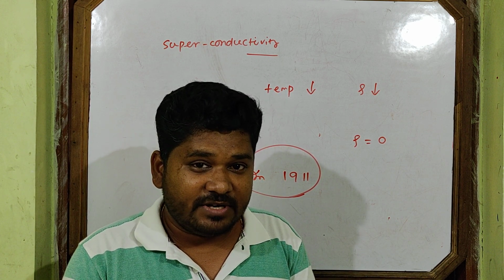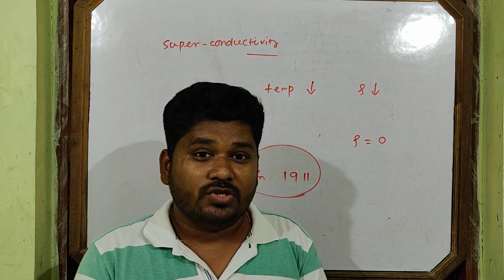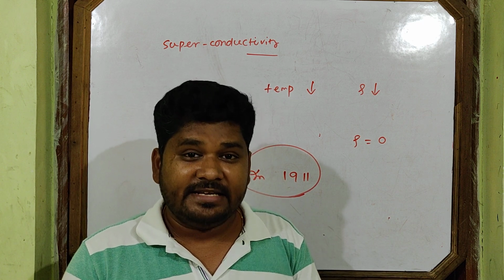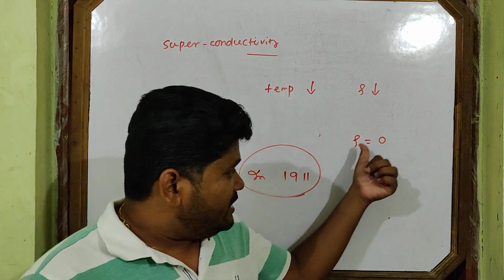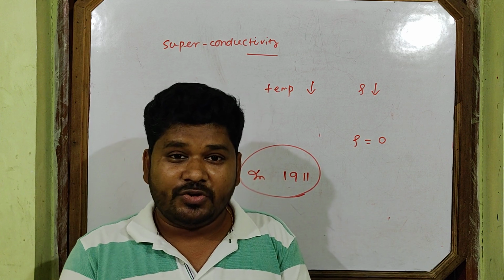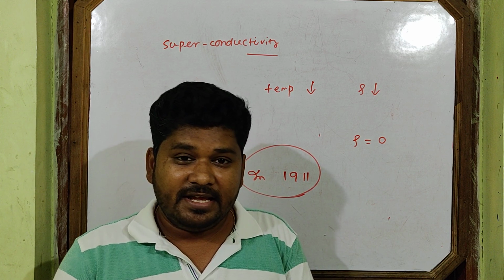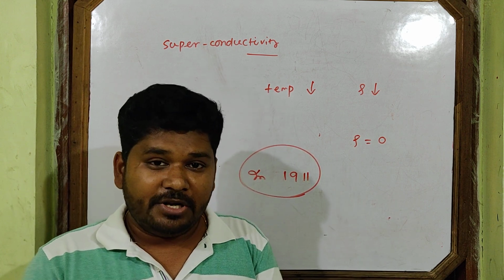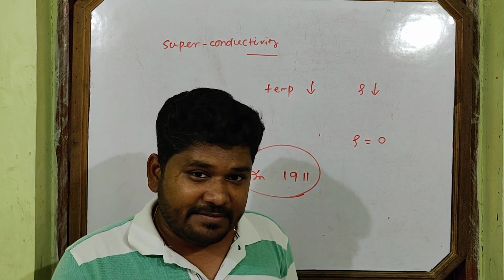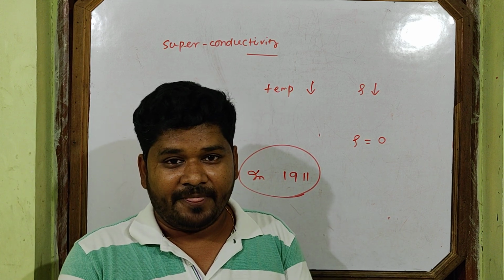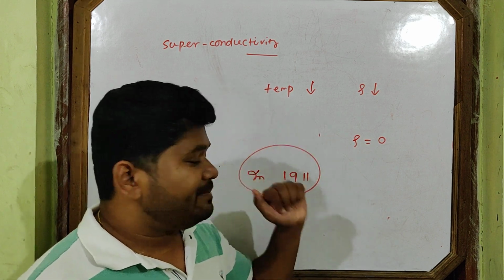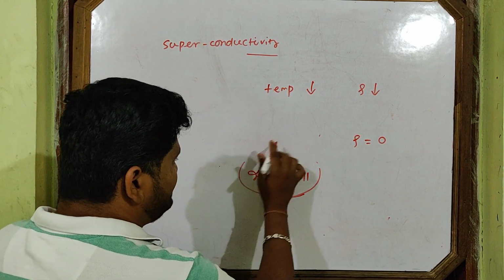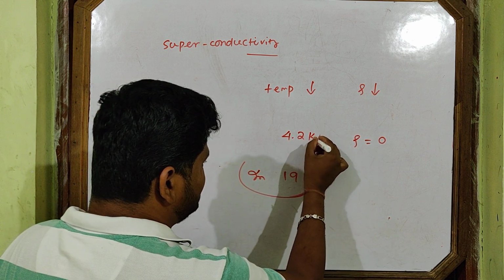The name of the scientist, one Dutch scientist, Kamerlingh-Onnes. While doing an experiment in his laboratory, checking mercury. In mercury, what did he do? He decreased the temperature, and found that at a particular temperature, resistivity becomes 0. At which temperature? At 4.2 Kelvin.